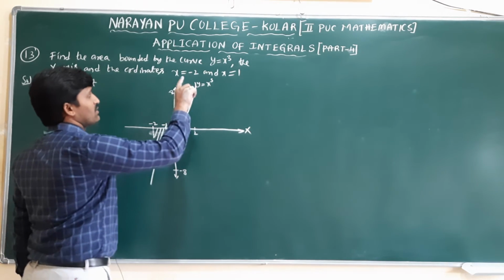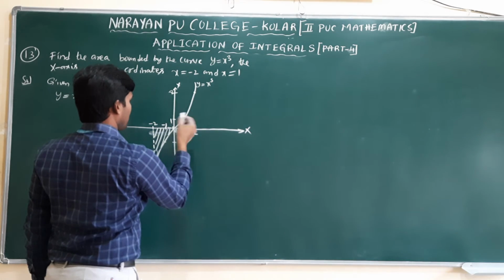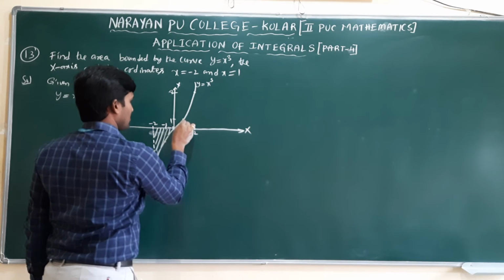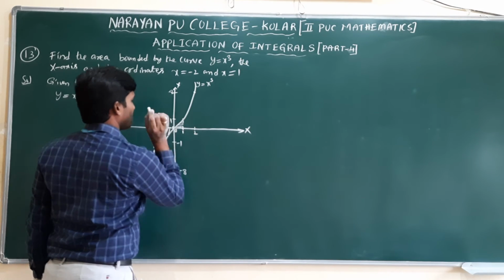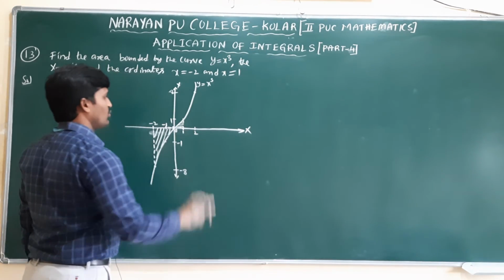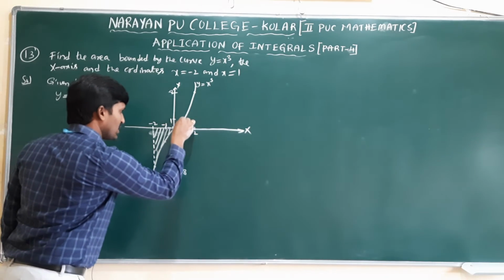Next, we need to find the areas from minus 2 to plus 1, and another small region. From where to where? 0 to 1. These two regions we need to find here.